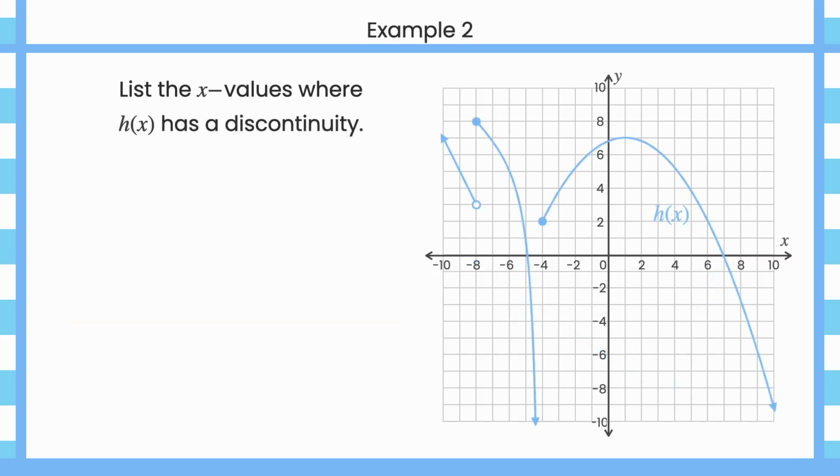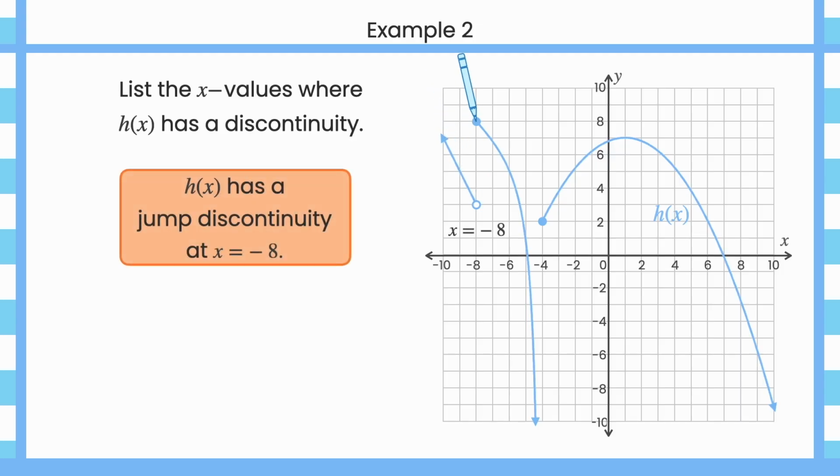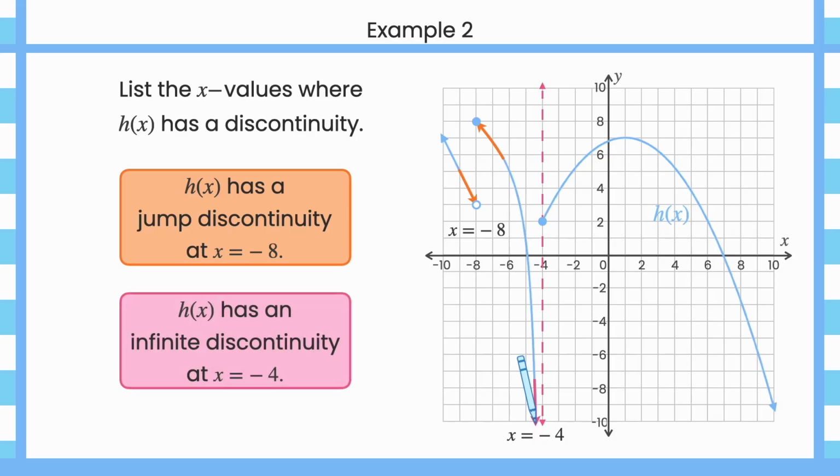Where does h of x have a discontinuity? When we start tracing the function, we encounter a jump discontinuity at x equals -8, since the left-hand limit and the right-hand limit aren't equal. Continuing along, we see another discontinuity at x equals -4. Notice how at x equals -4, there is a vertical asymptote, so that as h of x approaches it from the left, the function approaches -infinity. This means there is an infinite discontinuity at x equals -4.